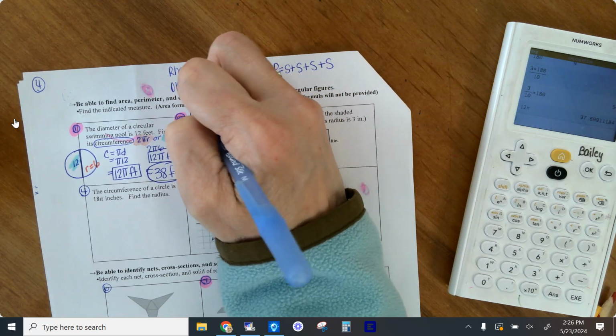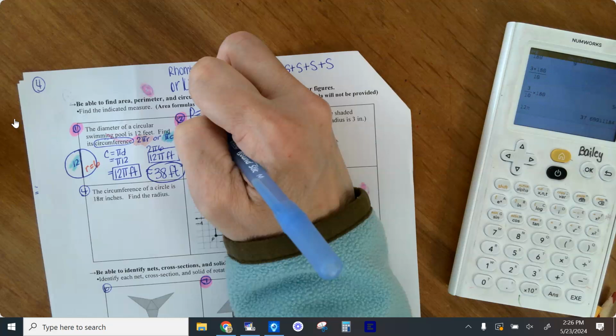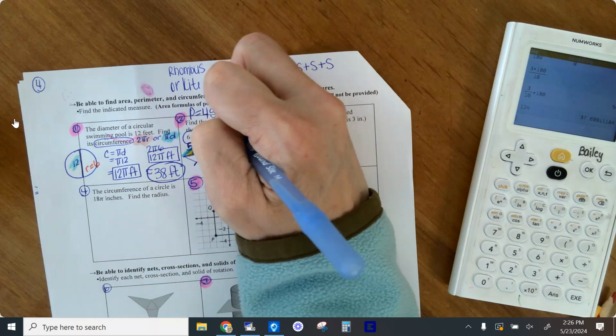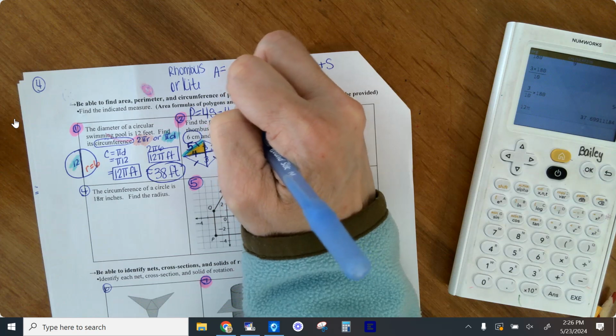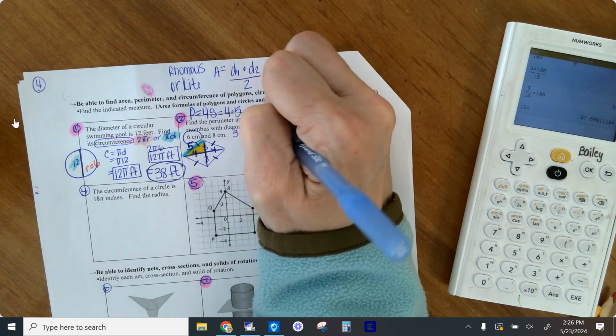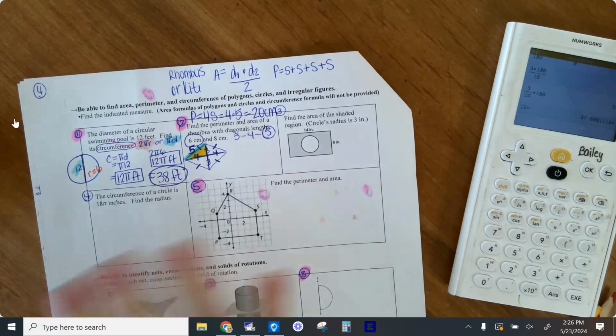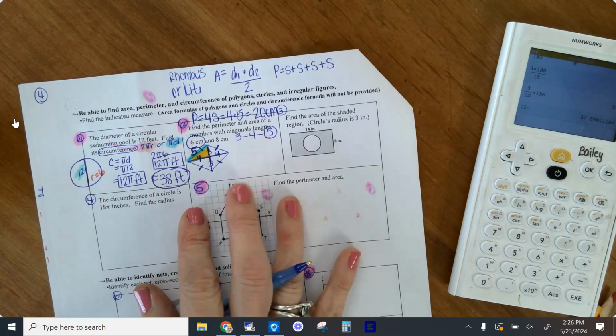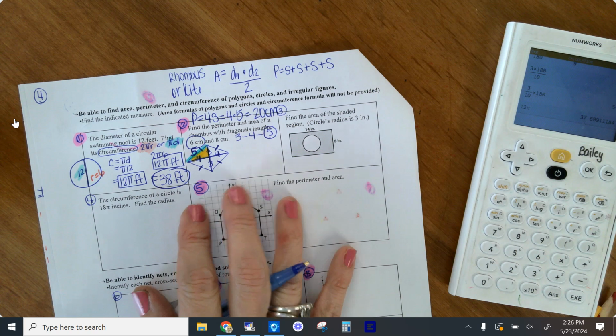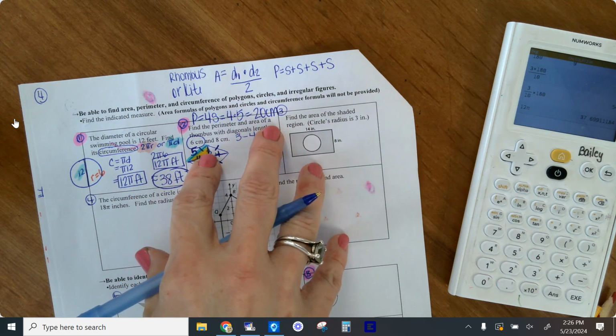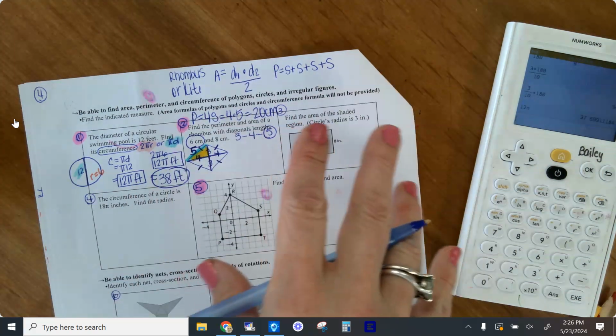Your perimeter is 4 times the side length. So 4 times 5 is 20 centimeters. Not squared, not cubed. Okay, that's your perimeter of your rhombus. Now, if you want to, you can do 5 plus 5 plus 5 plus 5, or you can do 4 times 5.